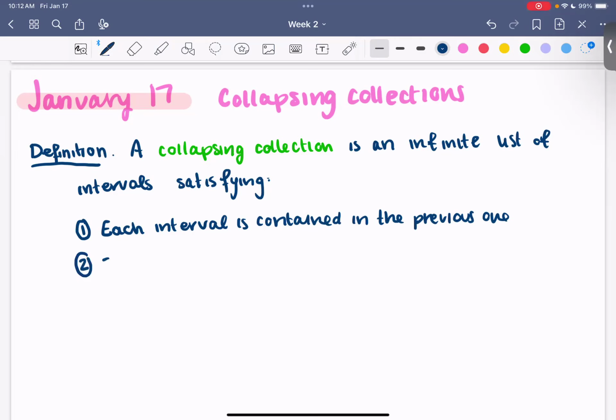So there is at most one number contained in all of the intervals.